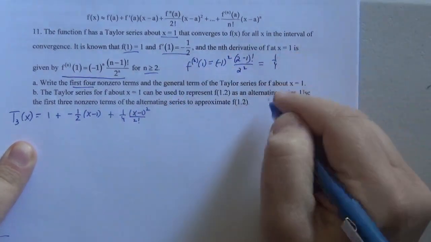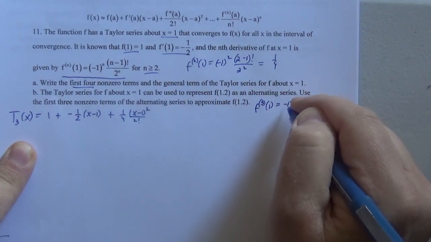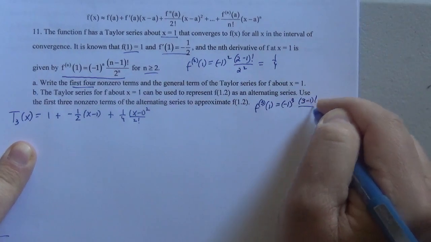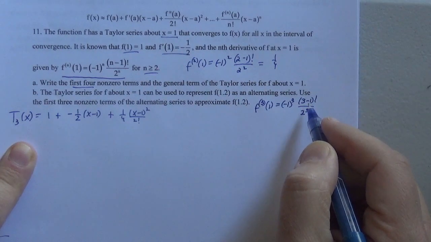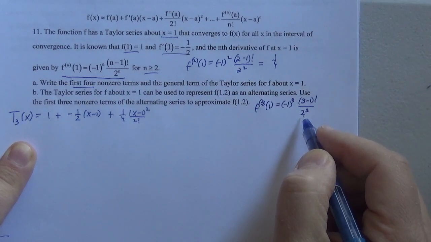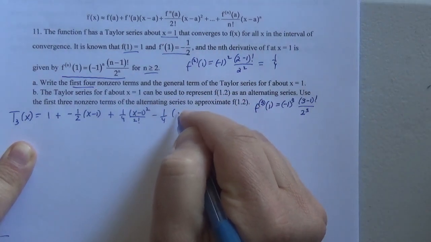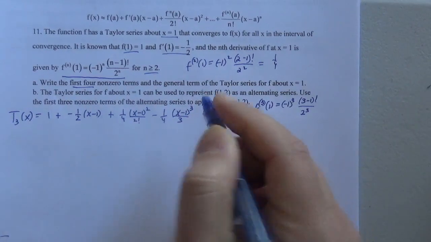I need to know the third derivative, so f3 of 1 is (-1) cubed, 3 minus 1 factorial, 2 cubed. So 3 minus 1 is 2, so that's just 2 factorial over 8. So 2 over 8 is a quarter with a negative in front. So that's minus a quarter (x minus 1) cubed over 3 factorial.